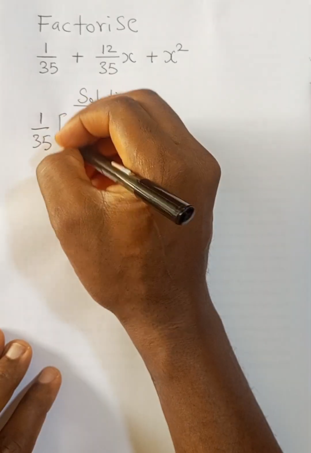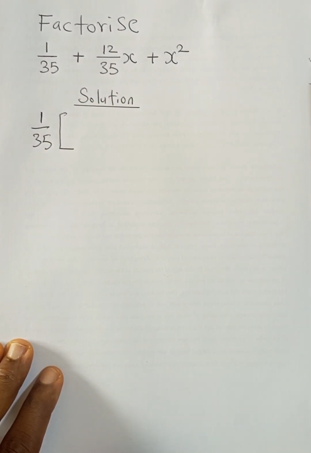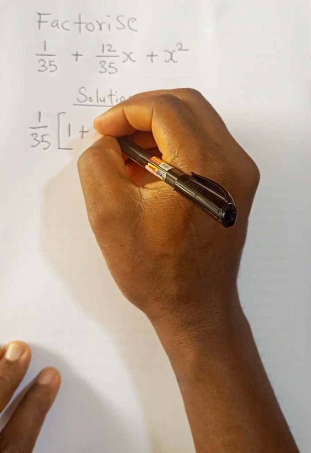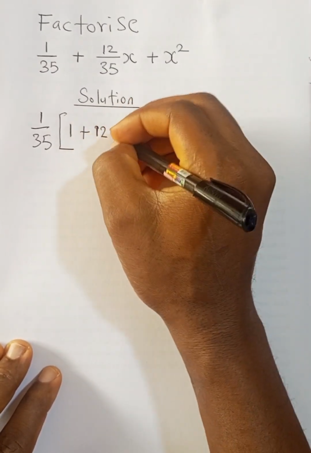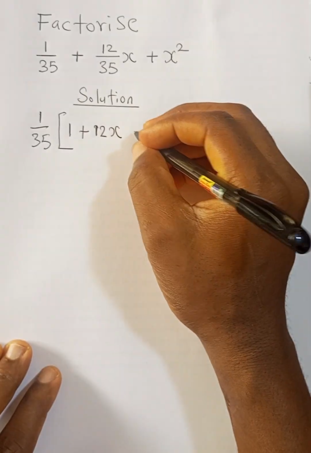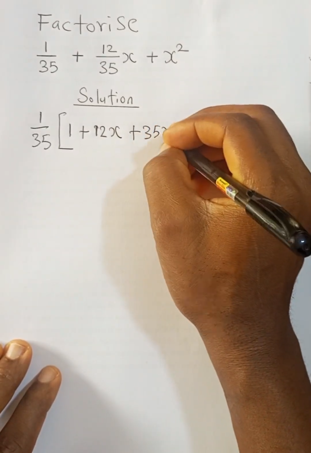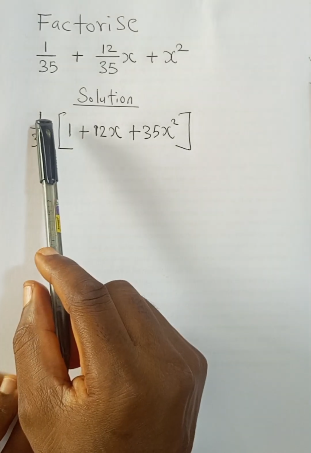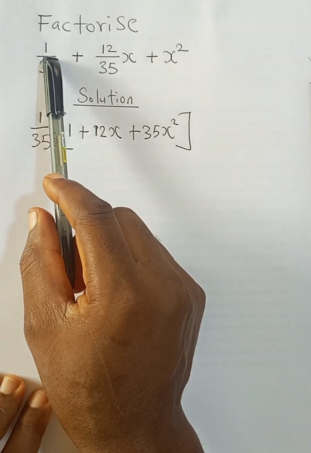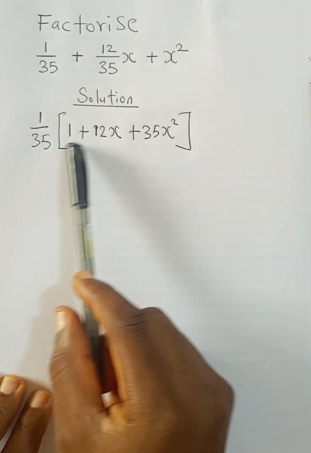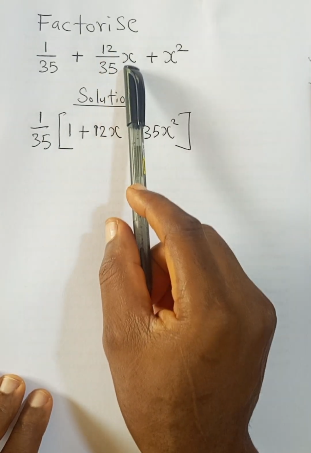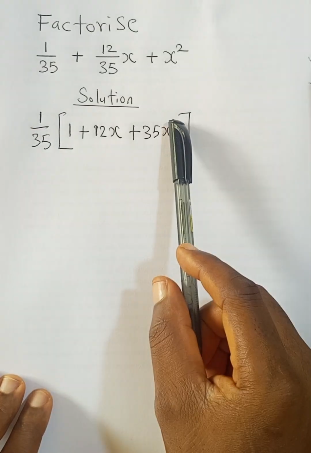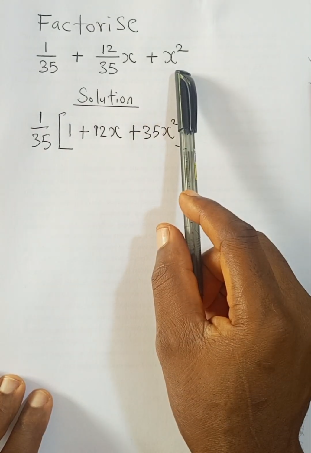If you do that, what will remain inside? Here will remain 1. Here will remain plus 12x, while here will remain plus 35x squared. Let me explain this. This 1 over 35 times 1 will give you this. This 1 over 35 times 12x will give you 12x over 35. Now, 1 over 35 times 35x squared, 35 will cancel 35, you are left with x squared.